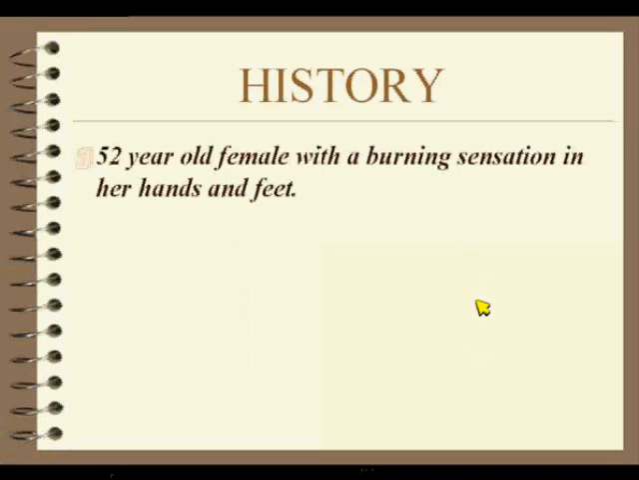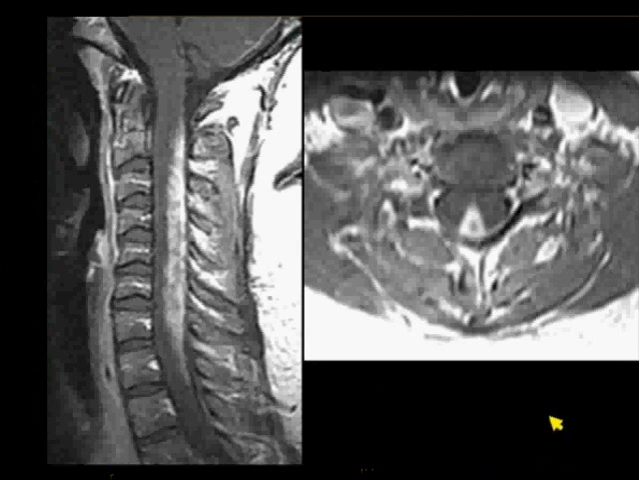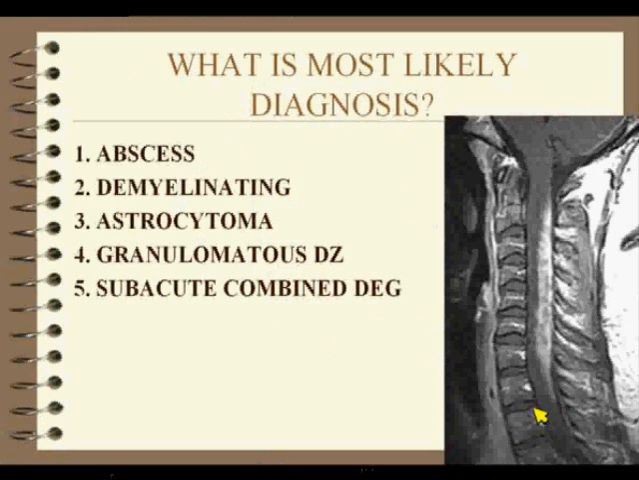All right, time for one more maybe. 52-year-old female with burning sensation in hands and feet. It is abnormal on T1, T2, STIR. I really like STIR for cord disease. There's the enhanced study. So what do you think?